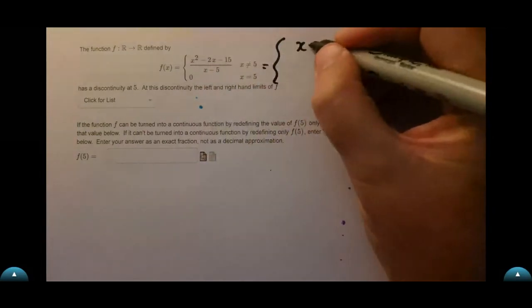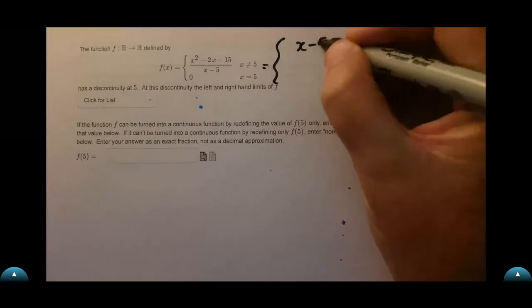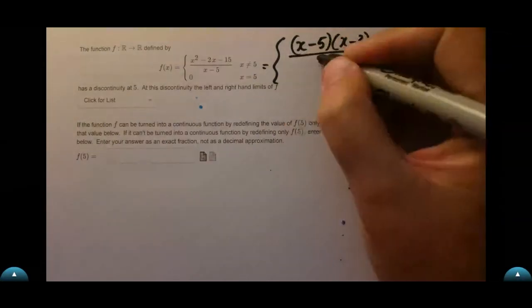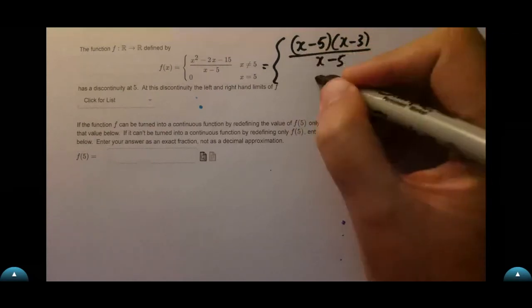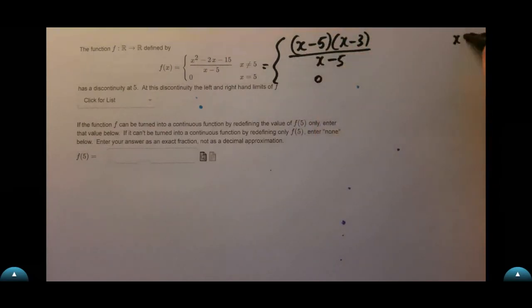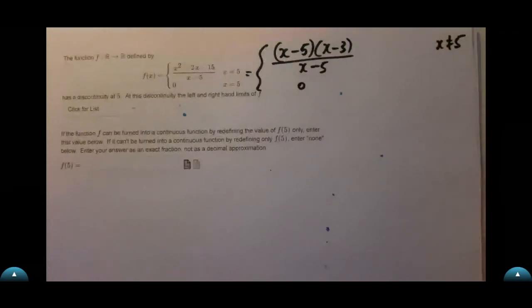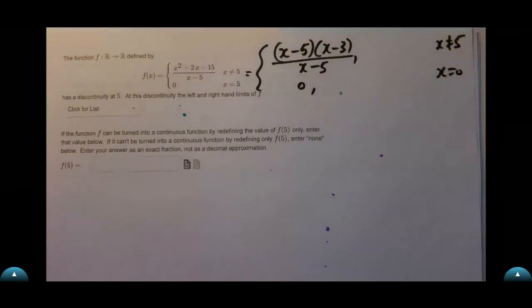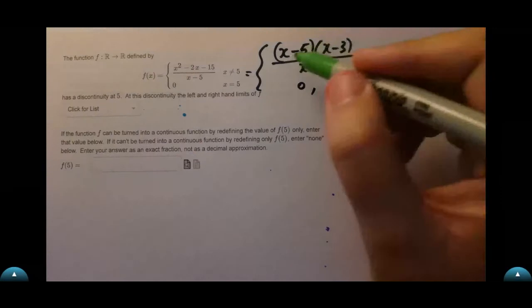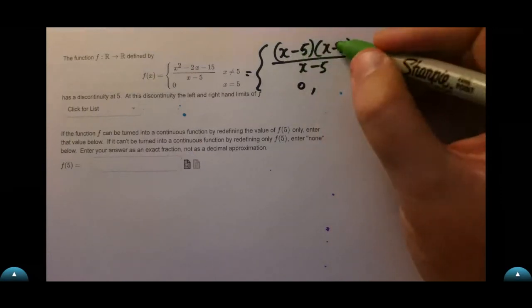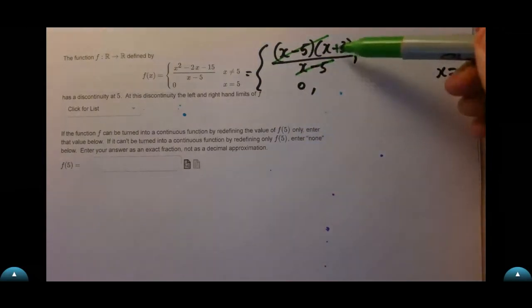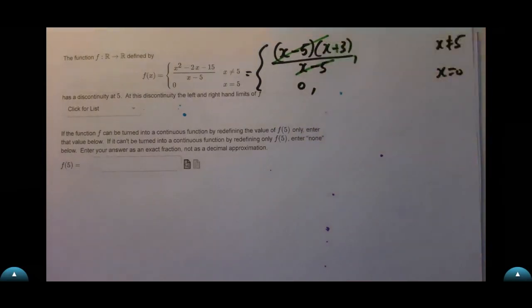So if we factorize the top, I'll get something like that. Okay. And so what I can do, because x is not equal to 5 here, I can simplify. Oh yeah, plus. I can simplify. Thanks, Lisa. Okay, so I just ended up with x plus 3.